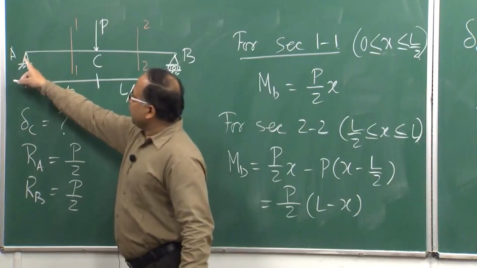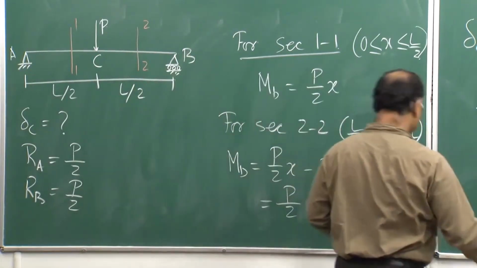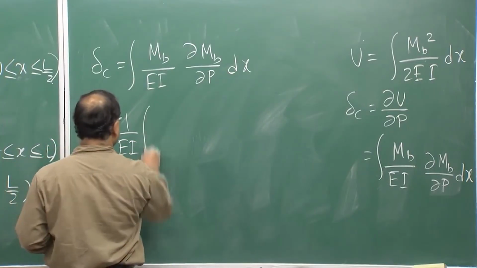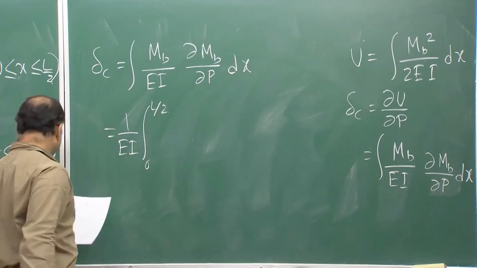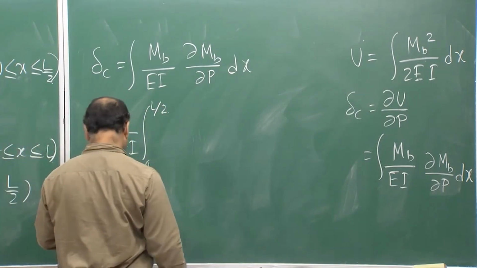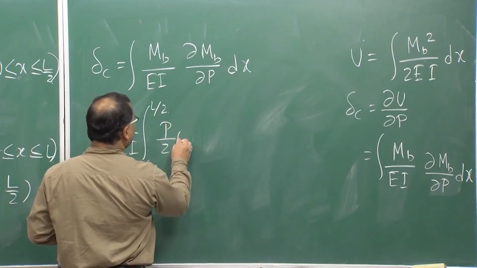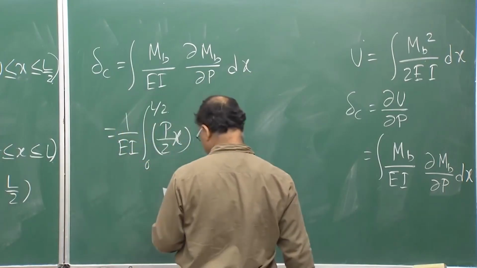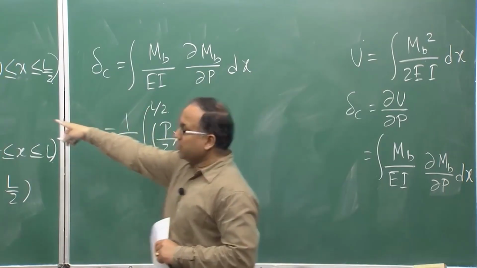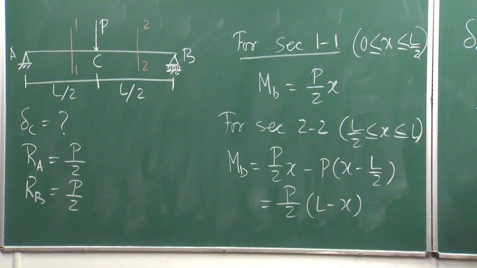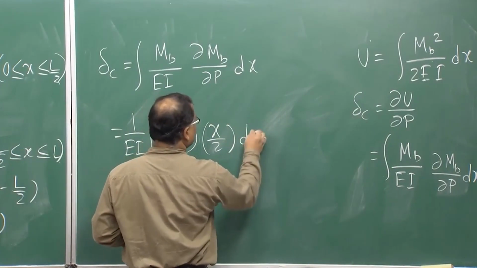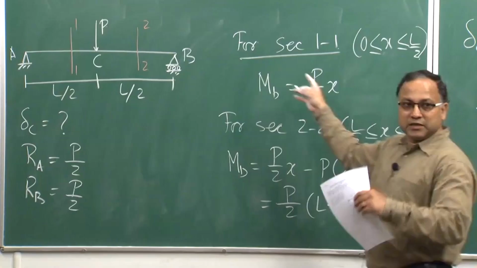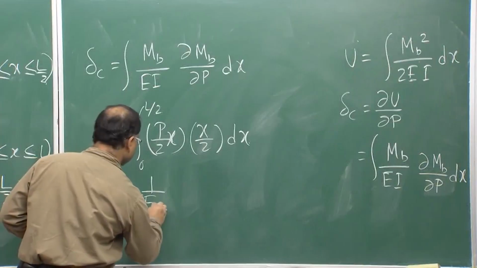Now, you know M B for different parts, from A to C and from C to B. E I is constant, so we are taking it out. Now, 0 to L by 2, which defines from A to C. What is the value of M B? P by 2 x, and del M B del P, if I do, that will be x by 2 dx.